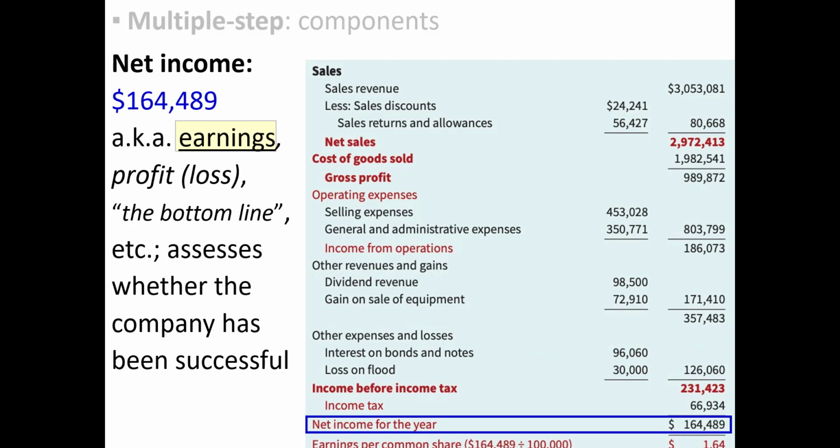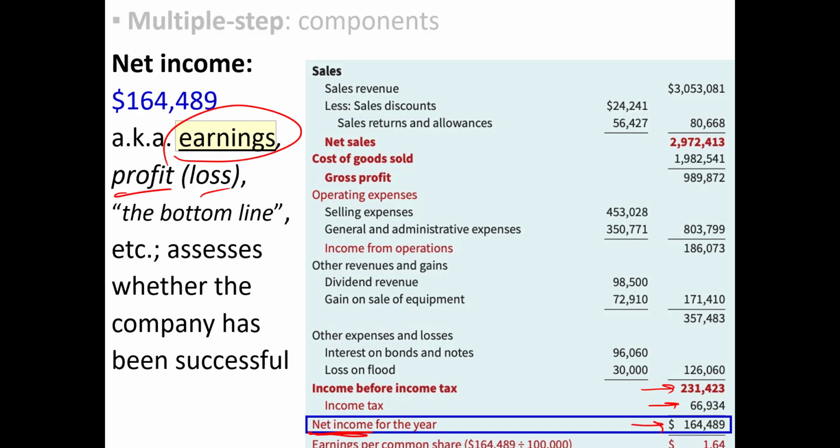So we have income before tax, then we have our tax expense, what's left over. Finally, net income. This is also known as earnings. Net income, earnings, same thing. Sometimes I call this positive earnings. Profit, positive earnings, loss, negative earnings, right? That's why we tend to call this either net income if it's positive or net loss if, unfortunately, expenses are greater than our revenues. But net income for the year is 164.